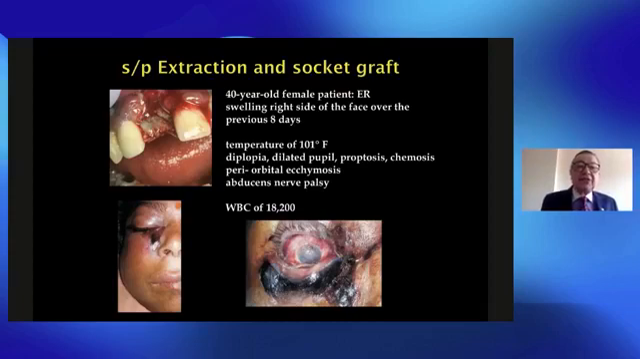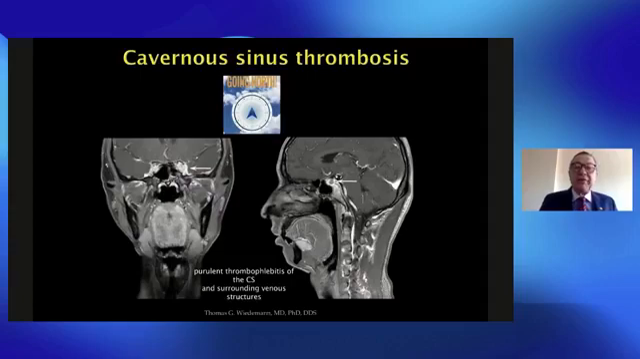She only had an extraction and a socket graft done, but then about 8 days post-operatively, she presented with a temperature of 101 degrees Fahrenheit, diplopia, dilated pupils, and an abducens nerve palsy. So that was really weird. And if you ever see this, the diagnosis is clear. This patient, of course, had a cavernous sinus thrombosis.